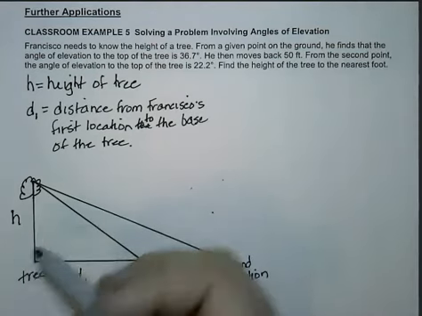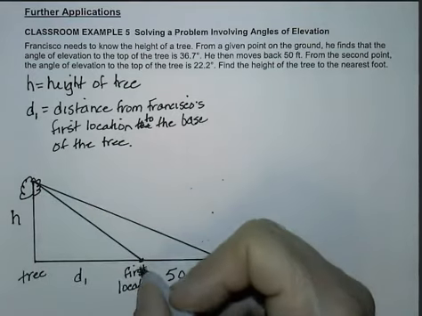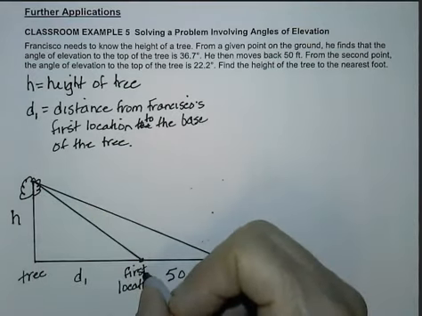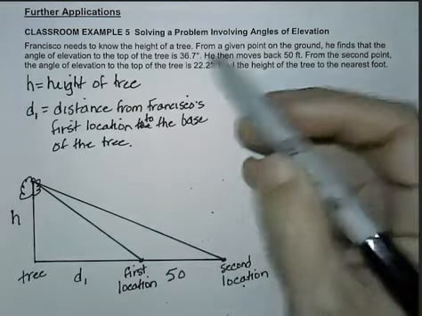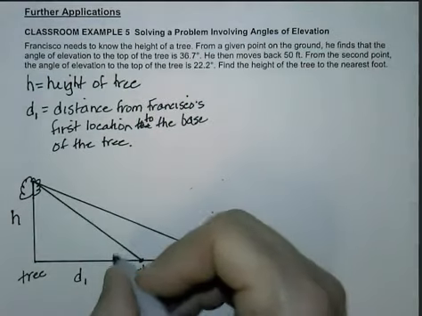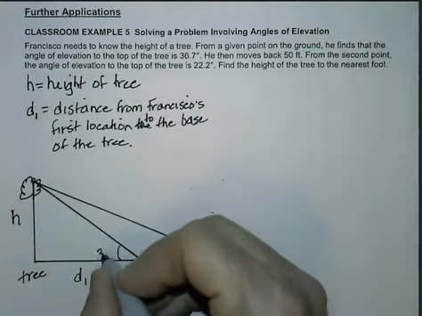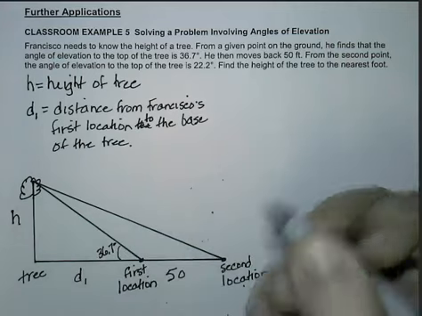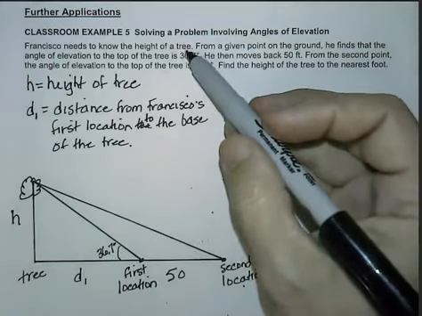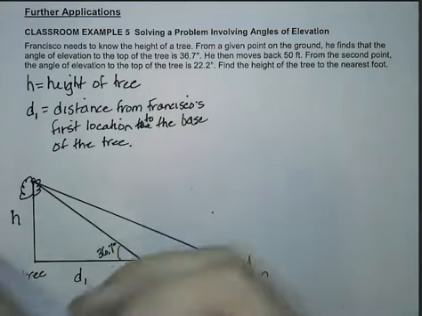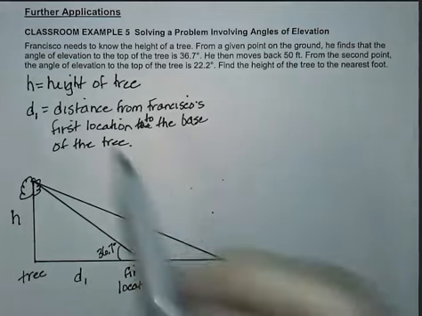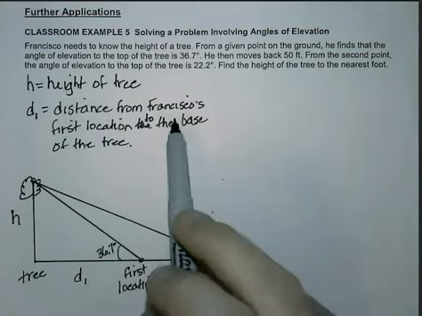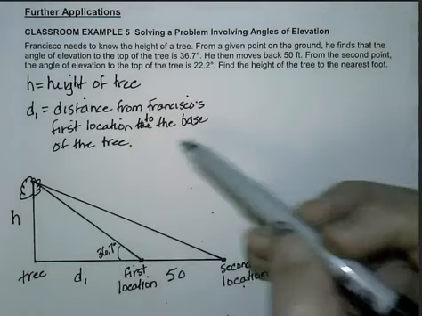Now here's my picture. So here's the tree. Here's his first location where he was standing. We don't know how far that was because the problem didn't tell us, but it does tell us that the angle of elevation from there to the top of the tree is 36.7 degrees. And since he's trying to find the height of the tree, I decided to make that h. So here's my h in my picture. And I wanted to set a variable for this distance since I don't know that. So that's d1 is the distance from his first location to the base of the tree.